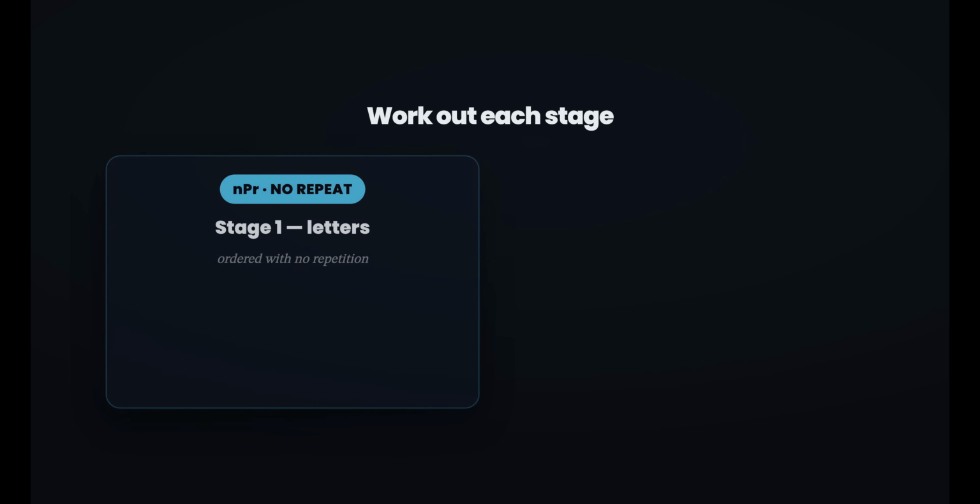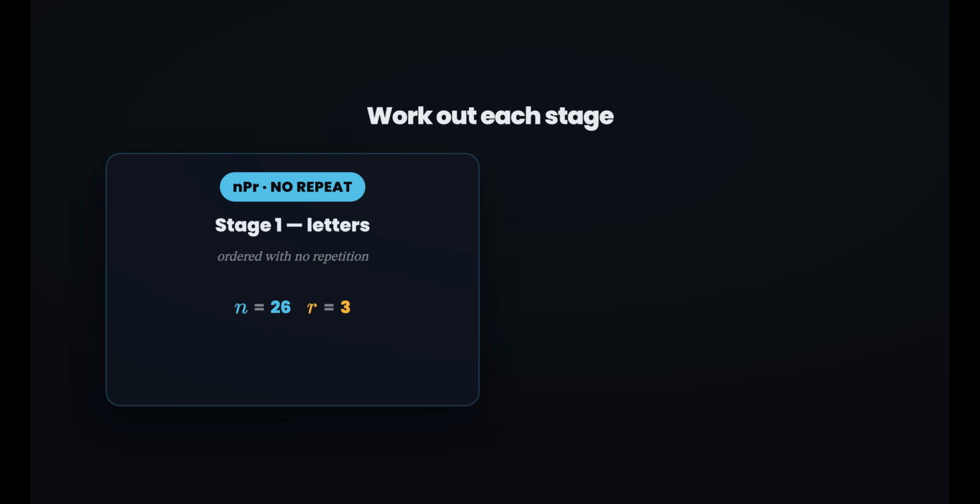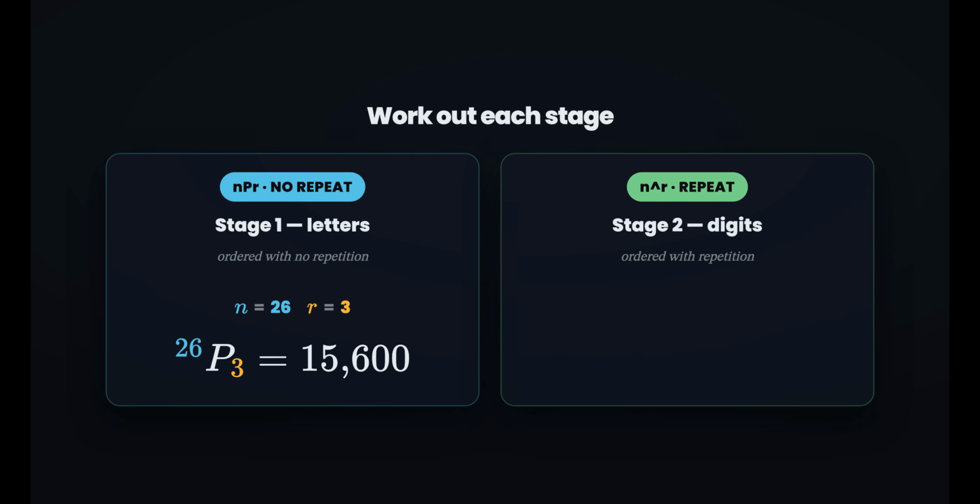Let's work out each stage. First stage, choosing 3 letters out of our 26-letter alphabet, where no letter can appear twice, is ordered with no repetition. So we use nPr with n equal to 26 and r equal to 3. That gives 26P3, which is 15,600. Next stage. Choosing 3 numbers out of our 10 digits is ordered with repetition, so we use n to the power of r. That's 10 to the power of 3, which is 1,000.